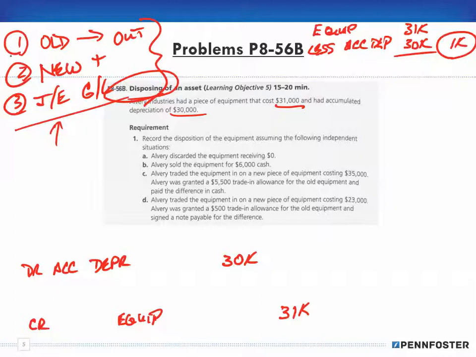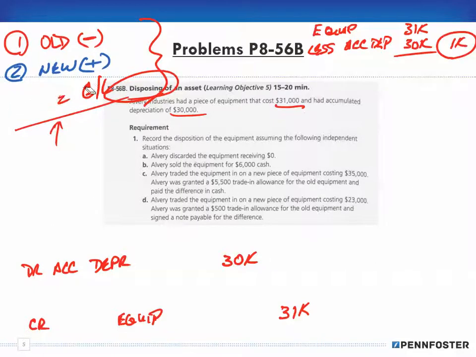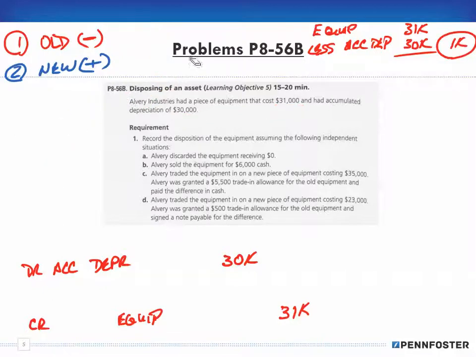Okay. And maybe I should do it like this. I'm going to do this in blue here. The old, I'm going to take off. The new, I'm going to do in blue as an add. And then 3, let me erase that. I'm going to do that in green. Three is the gain or loss, to account for the gain or loss.